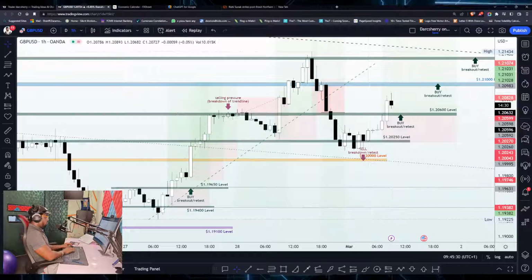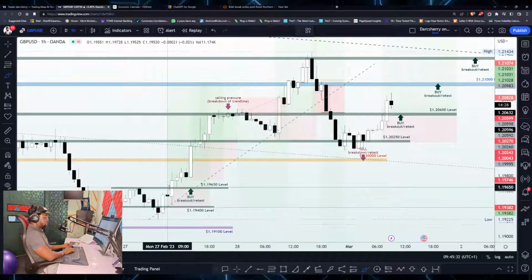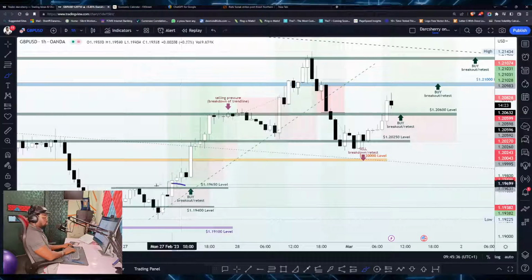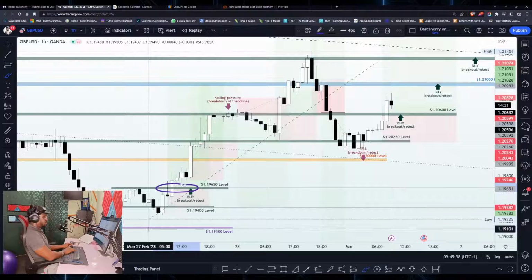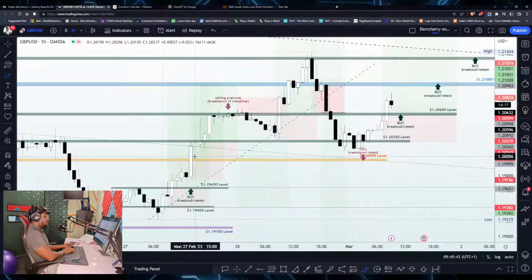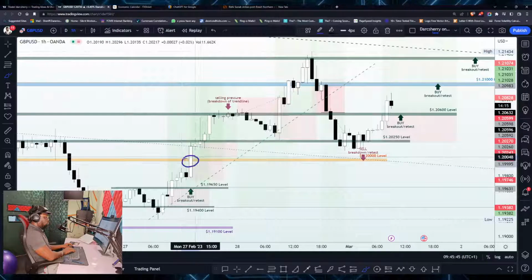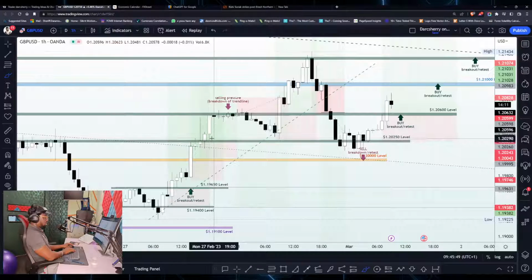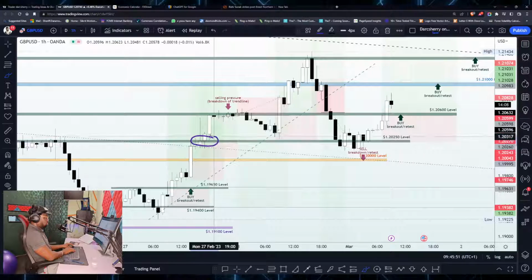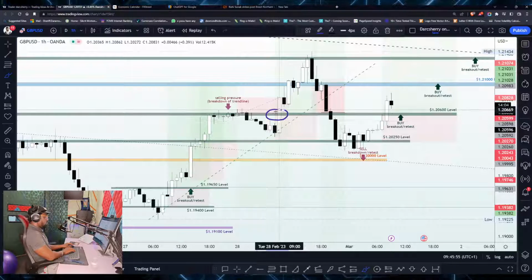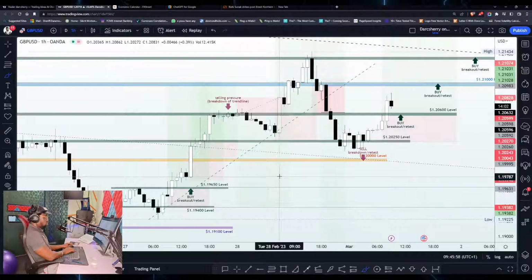If you remember vividly, we were able to join the breakout of this channel here on Monday after price action broke out of the 1.19650 level, and price action continued to find higher highs, and we were lucky enough to add more positions at breakouts of structures like the 1.200 level, 1.20250 level, and then we also had another position here at the breakout of the 1.20600 area.